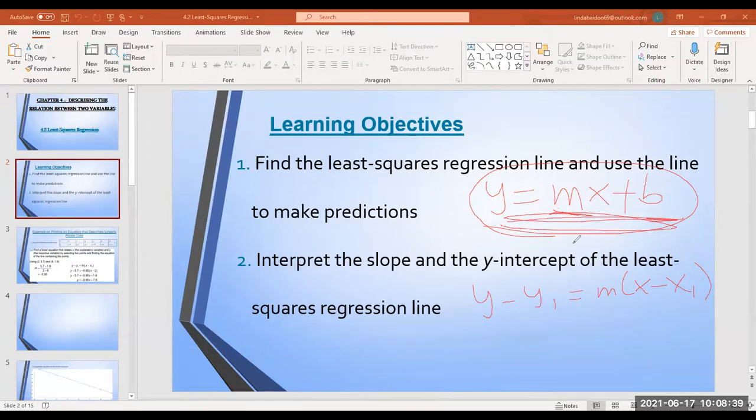As you can see, both of these formulas involve m. M is your slope. Does anybody also remember the formula for slope? Because we need it for all of this lesson. Finding your slope, which is m. Does anybody remember the formula?